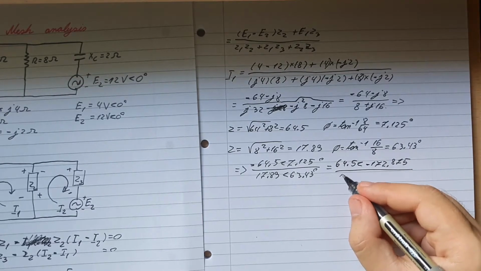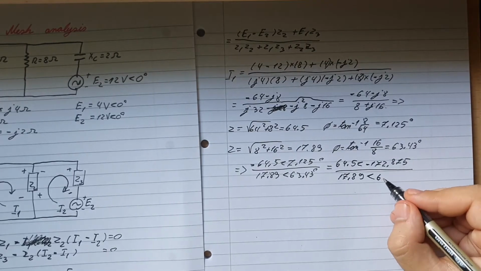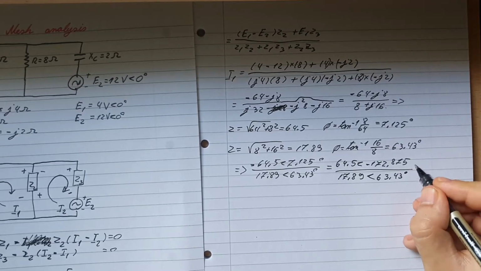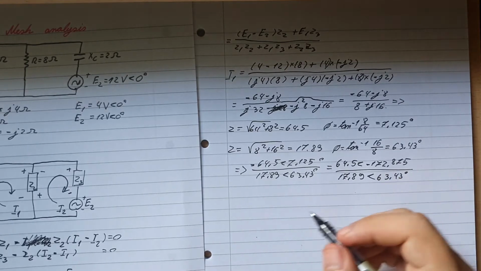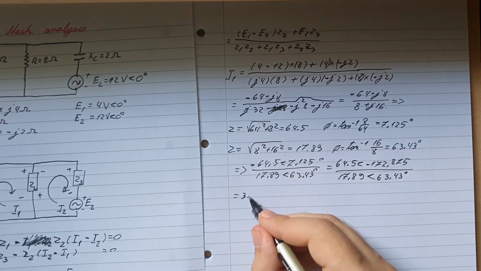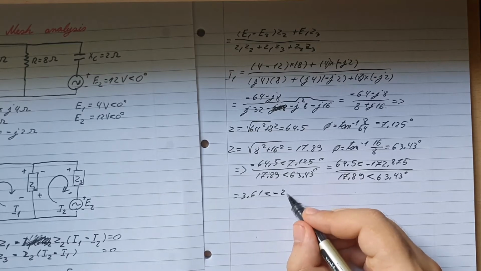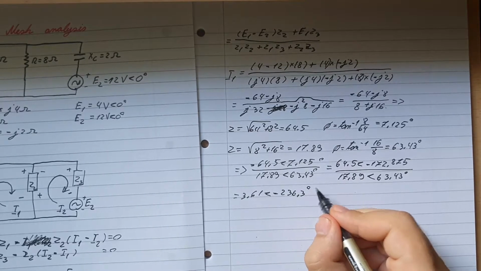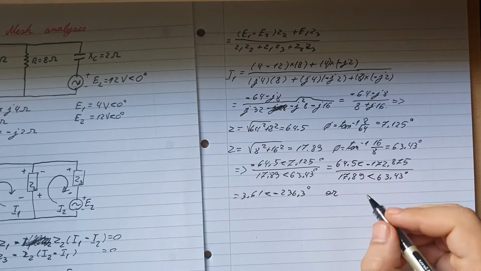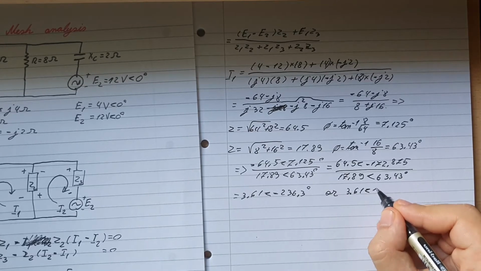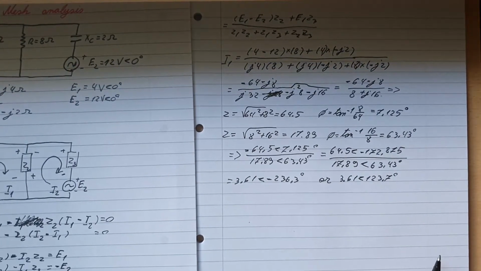All of it divided by 17.89 at an angle of 63.43 degrees. Alright, so now we can write the answer, like we can calculate the division in polar form. So we can get either 3.61 at an angle of minus 236.3 degrees, or maybe if you want the positive value, we can add 360 degrees, and then we get 3.61 at an angle of 123.7 degrees.